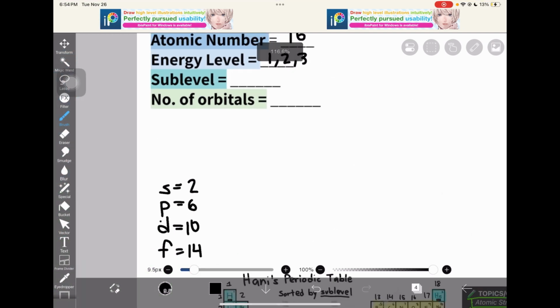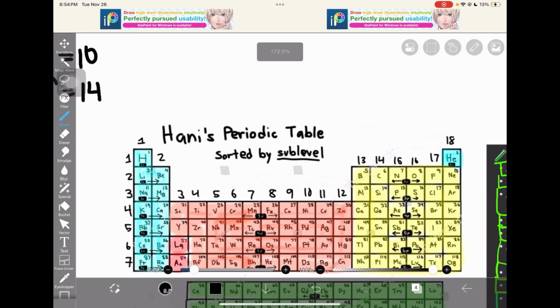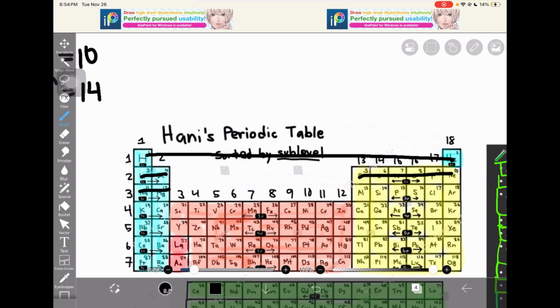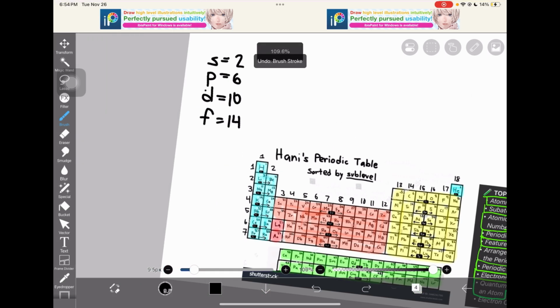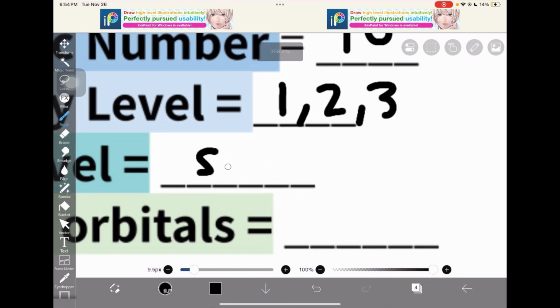Next are the sublevels. Let's try this again. We're just going to focus on the letters, not the numbers for now. So we pass by 1s, 2s, 2p, 3s, and 3p. Good. We pass by S and P once again.